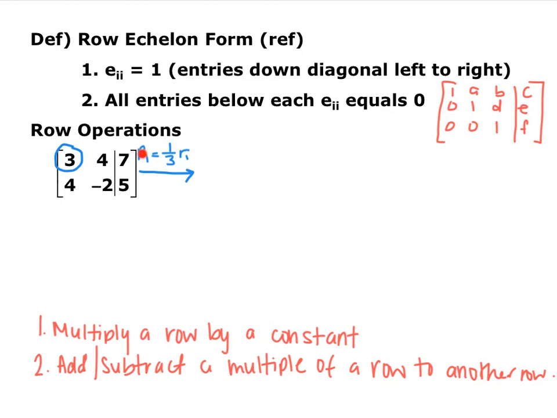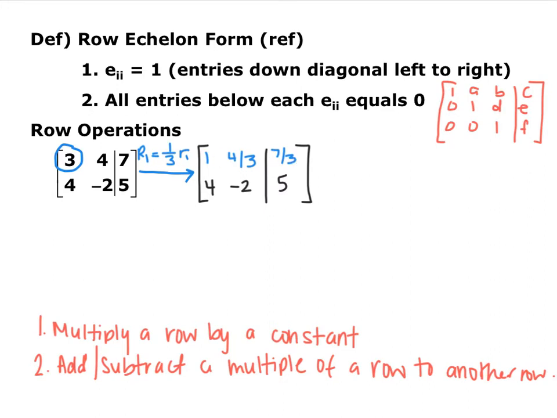The way I write that out is my new row 1 is going to be 1/3 of my previous row 1. So I multiplied everything by 1/3. So 3 times a third is 1. That gives me my 1 in this upper left-hand corner that I want. 4 times a third is 4/3, and 7 times a third is 7/3. I did not touch the second row, so I just rewrote it exactly the same way. So now my top row is done. I have a 1 in the upper left-hand corner. Doesn't matter what the rest of them are, so that's done.